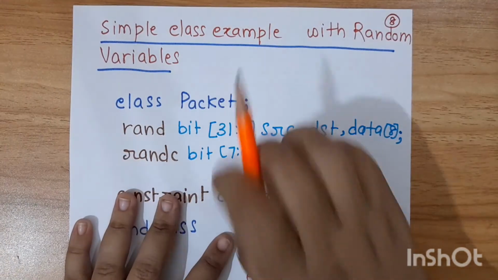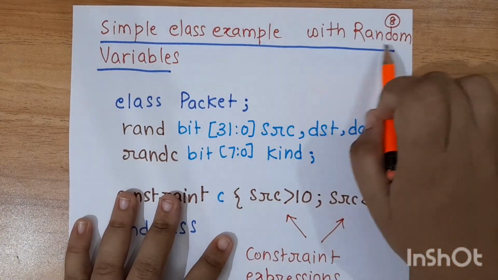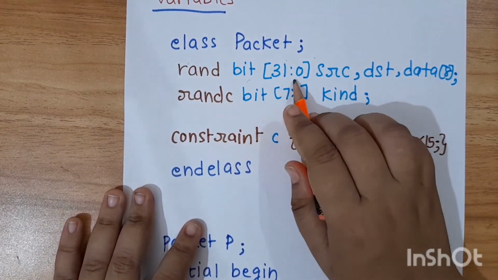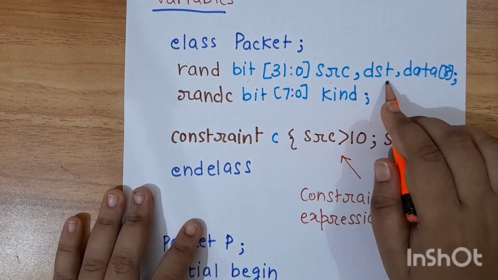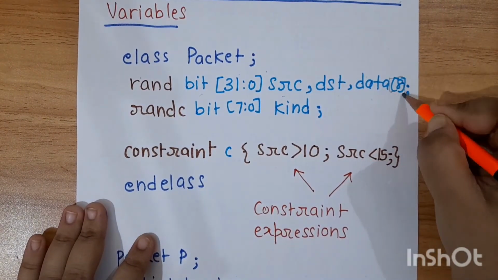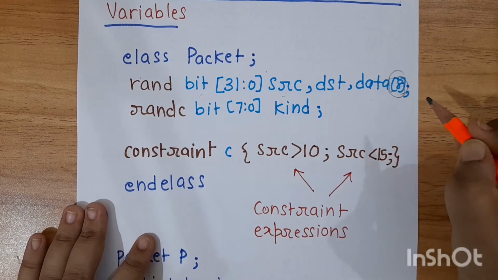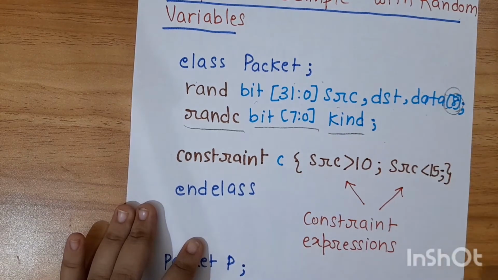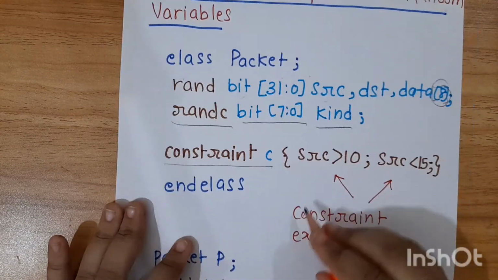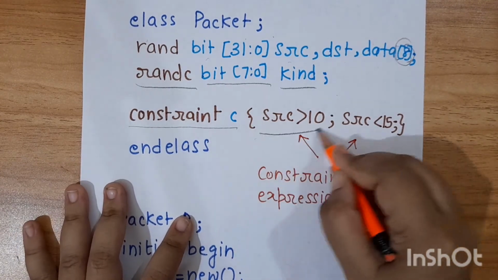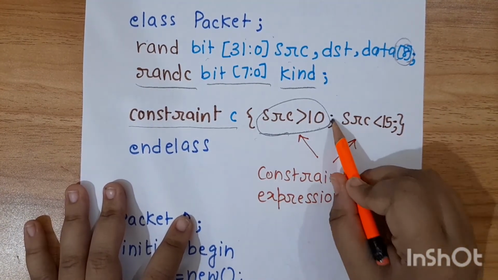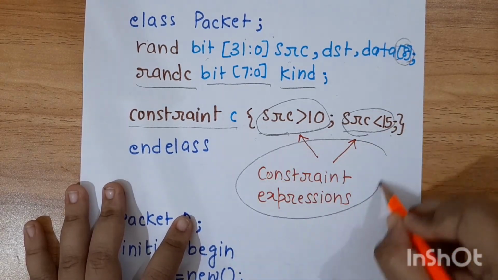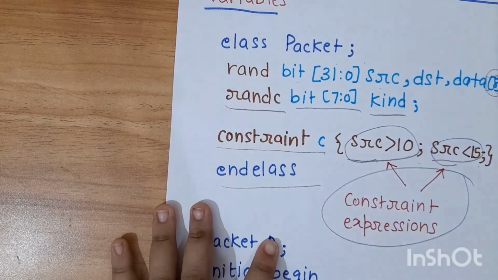Now here a simple class example is used which shows the random variable. Class packet, semicolon, rand bit 31 down to 0 src, comma dst, comma data, and the size of the data is 8, semicolon. Randc, bit 7 down to 0, kind, semicolon. Constraint C, inside the curly bracket src should be greater than 10, semicolon, src should be less than 15, semicolon. This is the constraint expression, and here is the end class for this class.